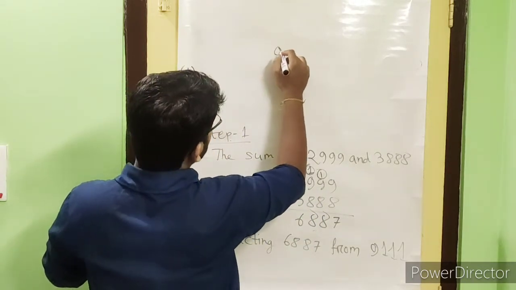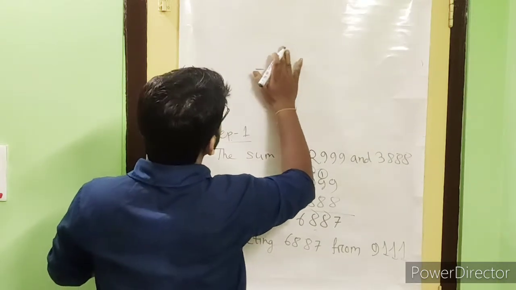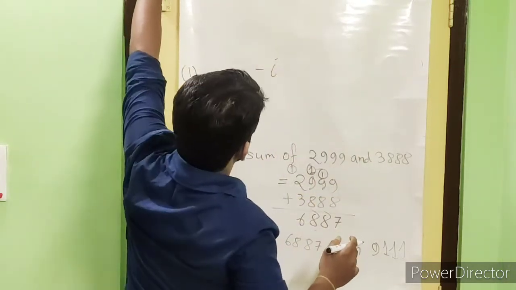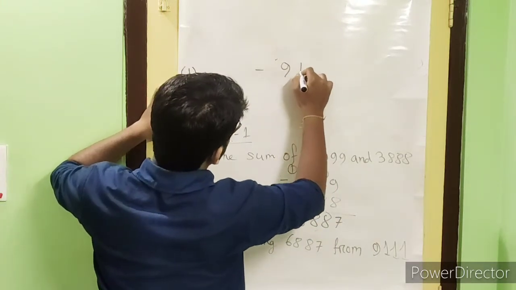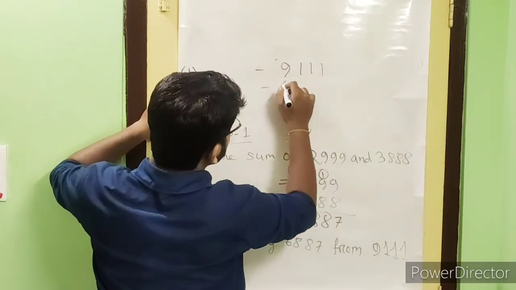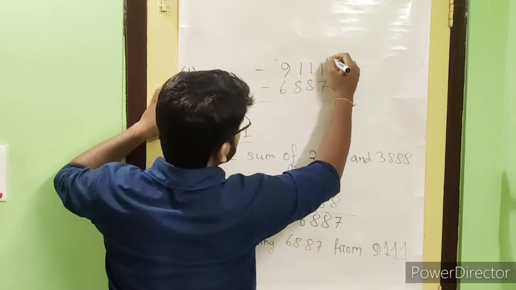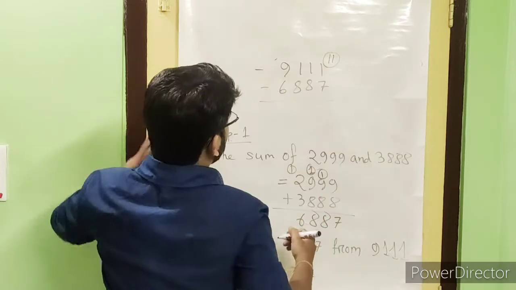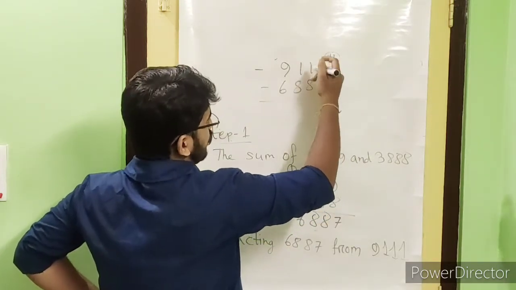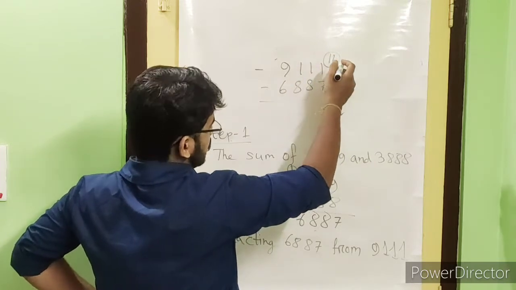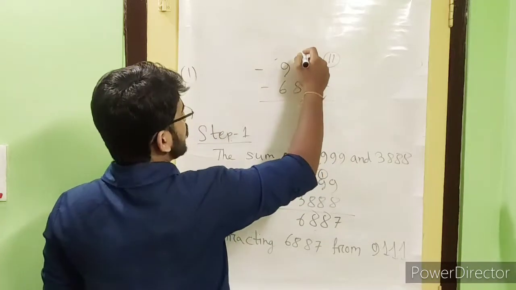From 9,111 minus 6,887. So 7 can be subtracted. We will borrow 1 from 1 and it will be 11. And after that it will become 0, so it can be there.